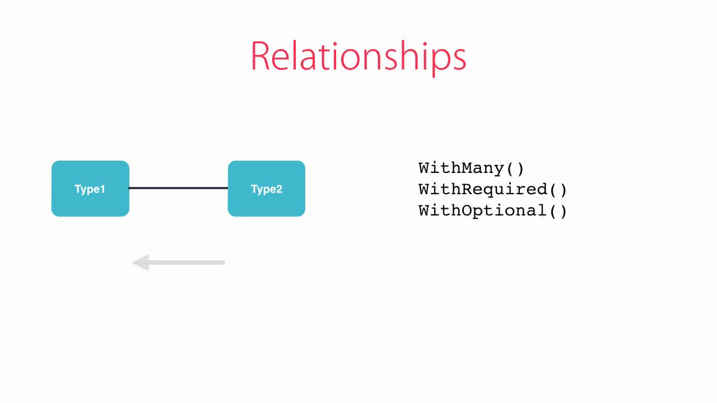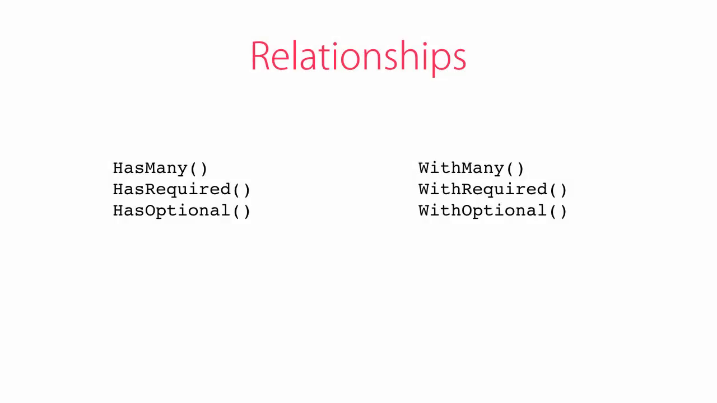Now we need to configure the reverse direction. So from type 2 to type 1. And again, based on the multiplicity of the other end of the relationship, we call one of the methods on the right side, withMany, withRequired, or withOptional. So to recap, we start with one of the methods on the left, and then we configure the reverse direction with one of the methods on the right side. Now let's take a look at some examples.